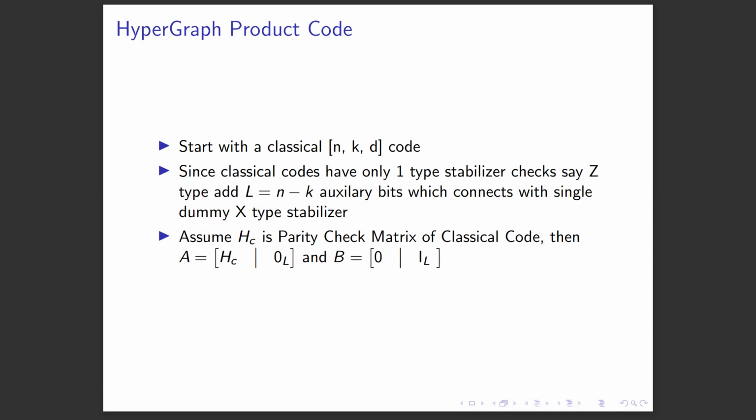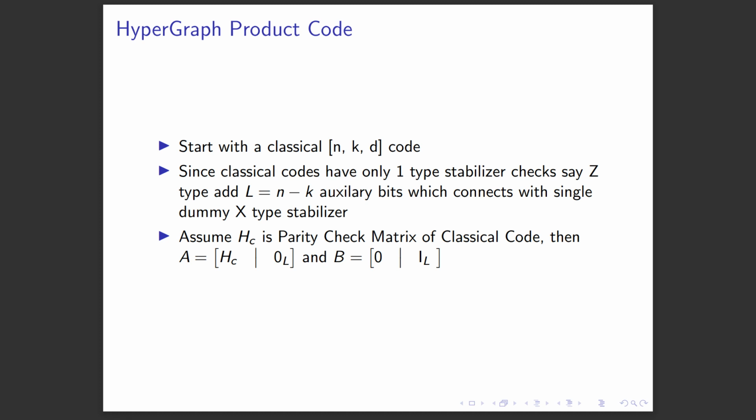So strictly speaking, homological product codes are a generalization of hypergraph product codes. Hypergraph product codes involve two steps. It first takes classical codes and derives a boundary operator from them, and then it uses the homological product to get a new boundary operator from the boundary operators derived from the classical codes. So first it starts with the classical code n, k and d.